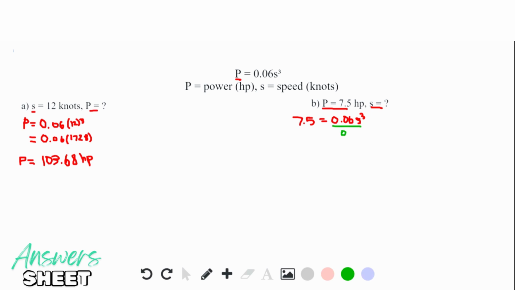So our first step is going to be to divide both sides by 0.06. So we're left with S cubed equals 125. And then finally, to get rid of this exponent on the S, we're going to take the cube root of both sides of the equation, and we get our speed is 5 knots. So there's our solution to part B.